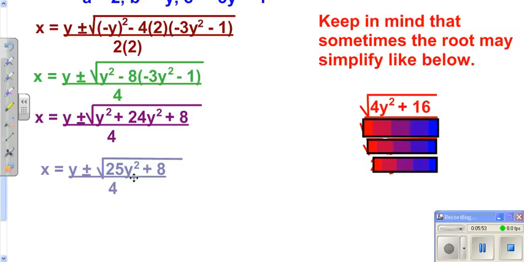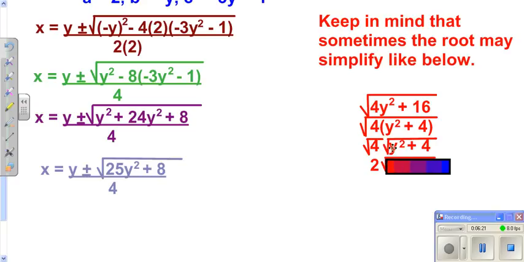But keep in mind, sometimes your roots will simplify. If we had something like this, totally separate problem here, this is your answer. But if you had something like this here, you could go ahead and pull out your common factor, which is a 4. Now, since you have it written as two things multiplied together in your root, your 4 times the parentheses, you could apply the root to each one. Apply your root to the 4, apply your root to the parentheses. Your root of your 4 simplifies. Your root of your parentheses you can't do anything with because there's a plus sign here. And so then sometimes your roots do simplify.